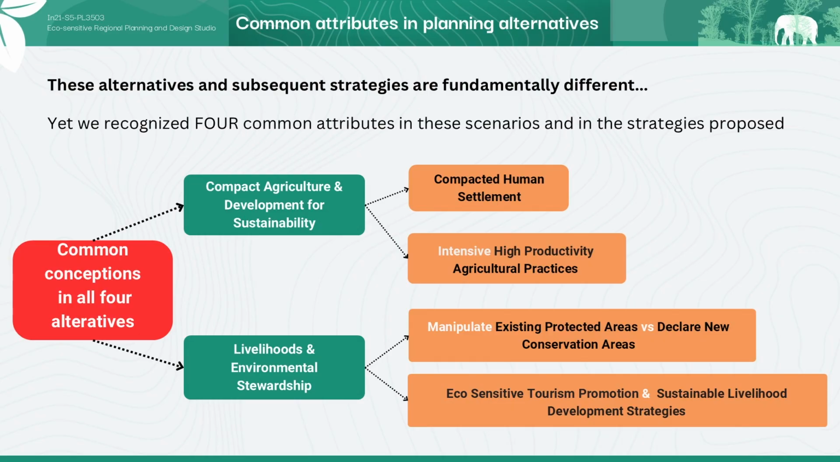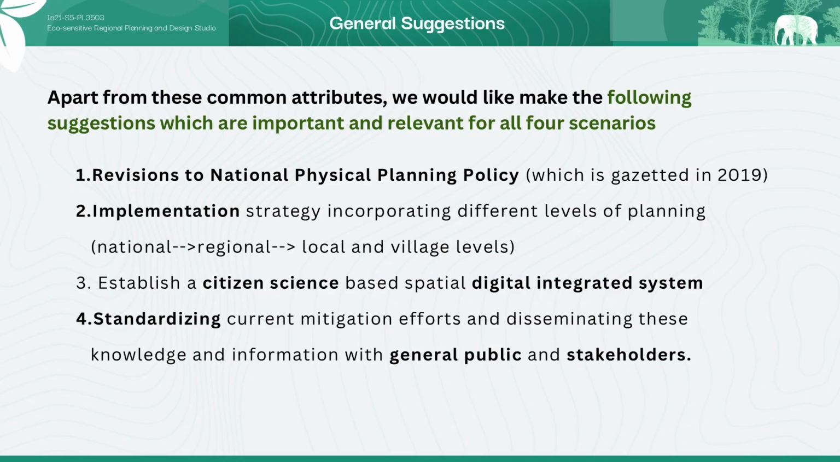At least one strategy to limit the expansion of human settlements into larger areas. Likewise, all those 4 common attributes are included in our 4 alternative solutions. Apart from these core attributes, we have some general suggestions as follows. So let's discuss each of them.